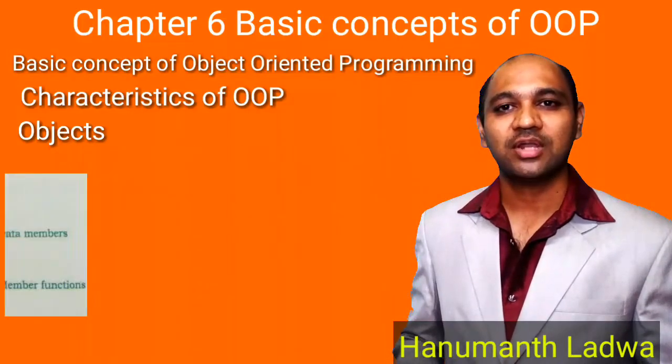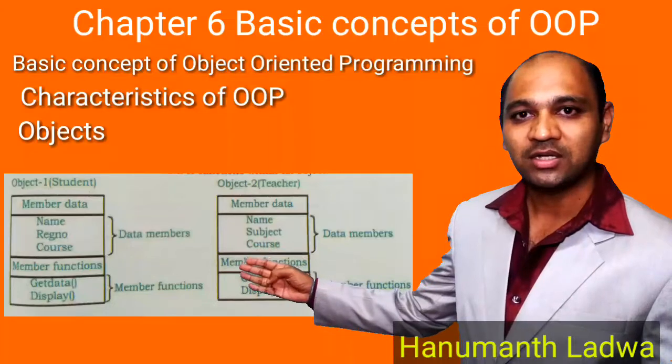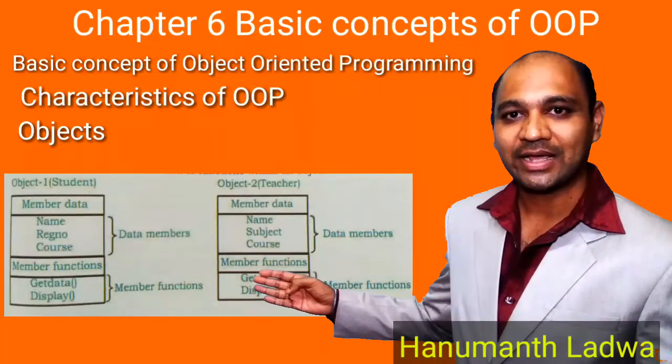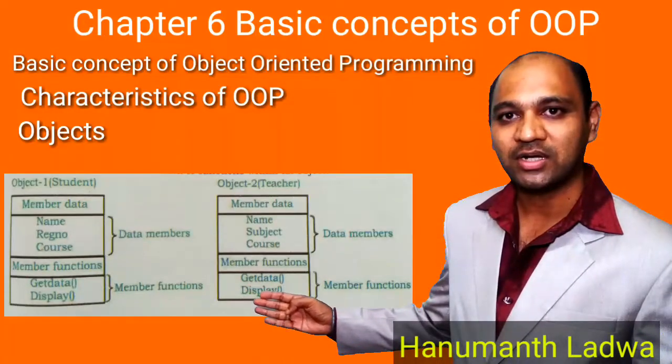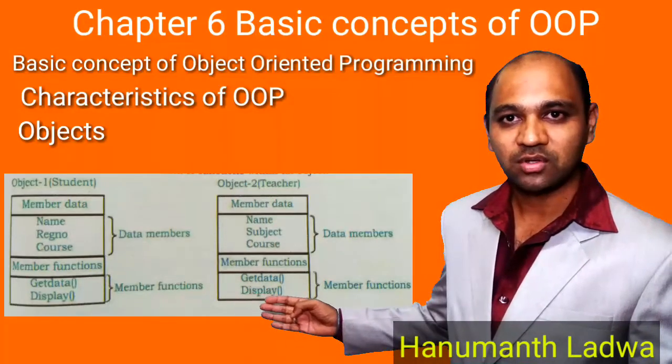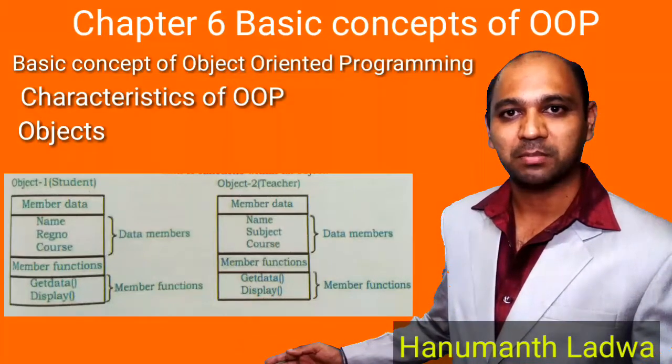Let us take a general example of defining an object. Here we can say student, and then you can see the data members such as the name of the student, the register number of the student, and the course of the student. Here we can write get data and display as member functions.